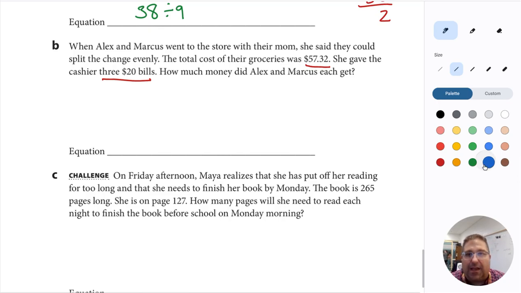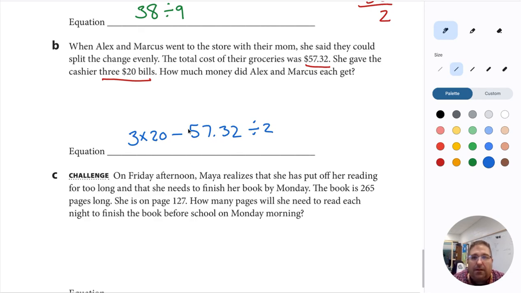So what are we doing one more time? We got 2 kids. Mom says you can split whatever money I get left over. We know the groceries were $57.32, and she gave the cashier 3 $20 bills. How much money did they get? Well, if she gave the cashier 3 $20 bills, we're going to start with 3 times 20. That's how much money she gave the cashier. Then we're going to have to take away how much the groceries were, $57.32. And then whatever's left over, we're going to divide that between 2 kids, right? So that's where we're starting.